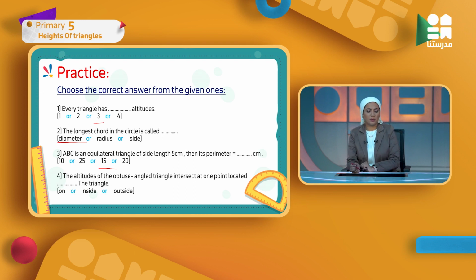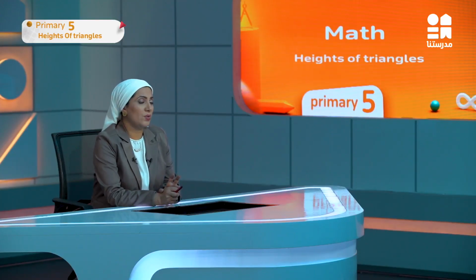Now let's move to the other one. The altitudes of the obtuse angled triangle intersect at one point located on, inside or outside. We will review again. Acute angle triangle. The three altitudes, they meet where? They meet at a point inside the triangle. A right angle triangle. The three altitudes, where do they meet? They meet at a point on the triangle at the corner.